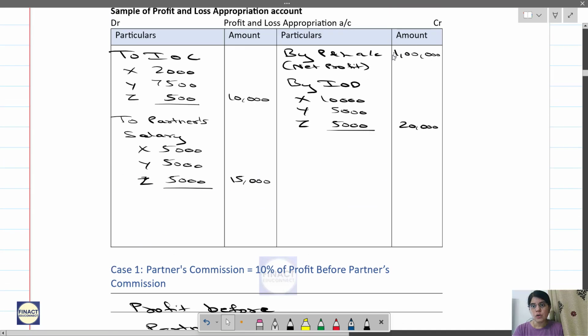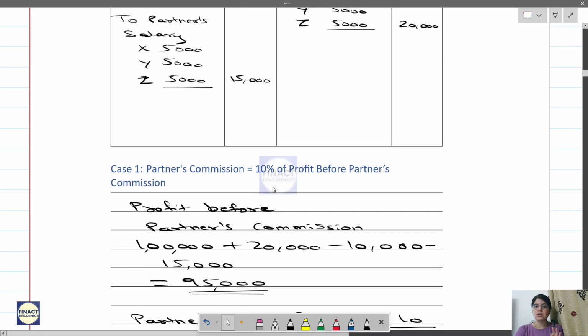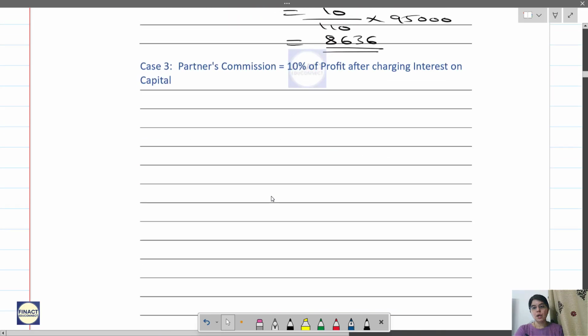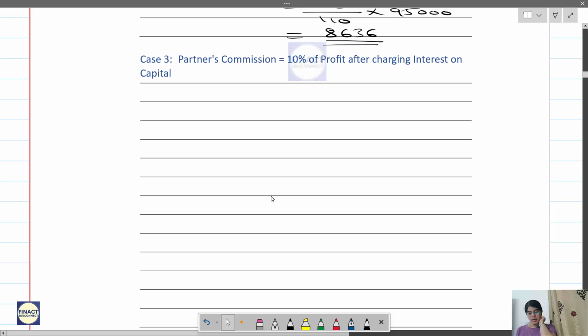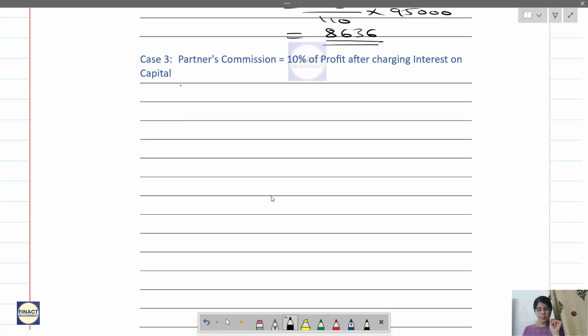See, your total profit is 1 lakh plus interest on drawing is 20,000. So total is 1,20,000. Now they don't want us to deduct partner's salary over here. Why? Because they are specifically saying after charging interest on capital. So 1,20,000 minus interest on capital 10,000 will give me a profit of 1,10,000. On 1,10,000 I will be charging a partner's commission of 10%. In some questions you will have such tricky questions wherein they will ask you specifically to calculate commission in this way. So that time you have to calculate it in that way.